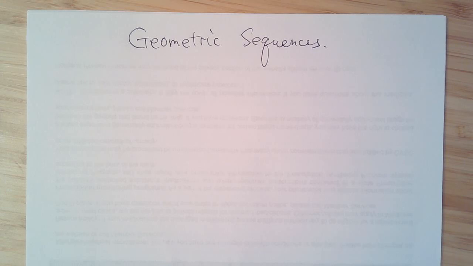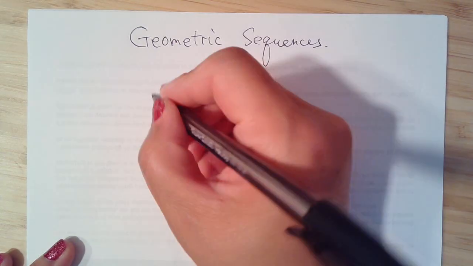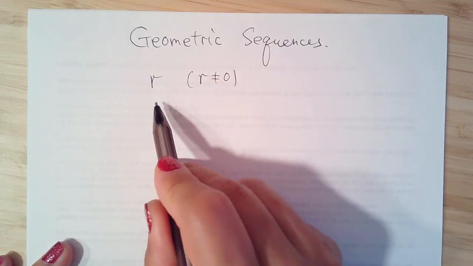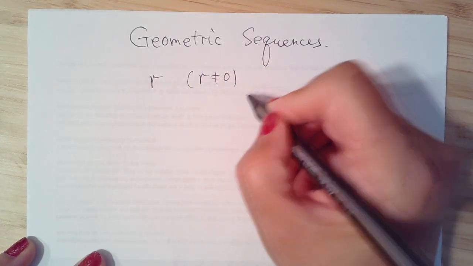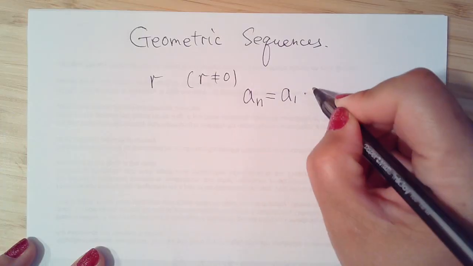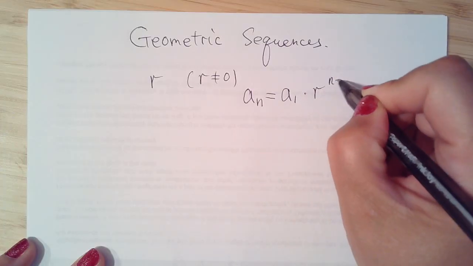Okay, so a geometric sequence is a sequence in which each term after the first term is obtained by multiplying the preceding term by a fixed non-zero constant. The amount that you multiply each time, we call that r, and r cannot be 0, and that's the same ratio. All right, the formula looks like this: a_n equals a_1 times r to the power of n minus 1.